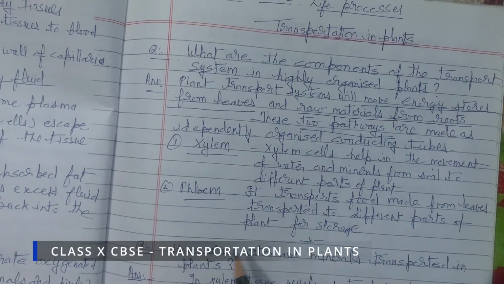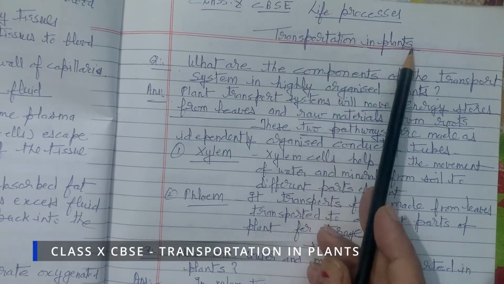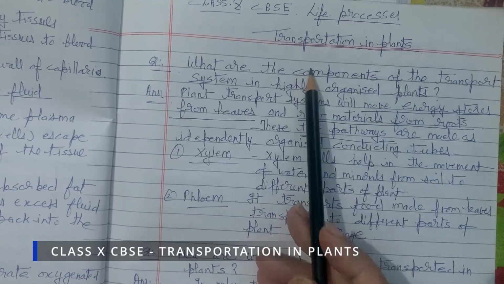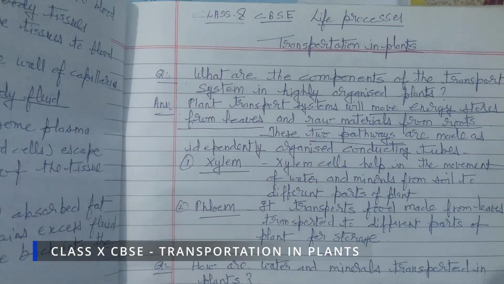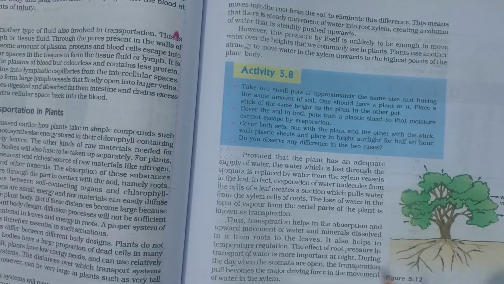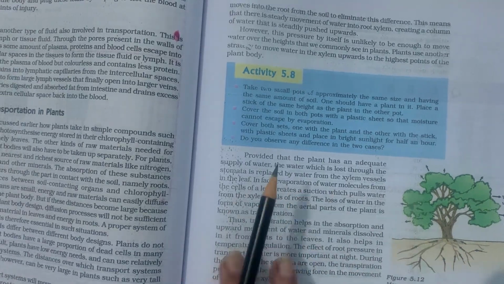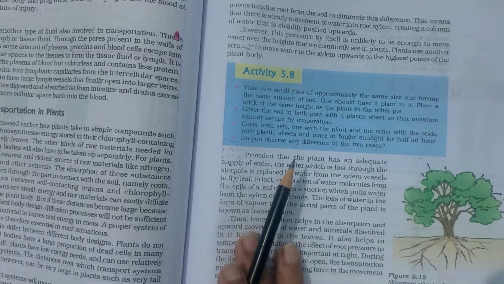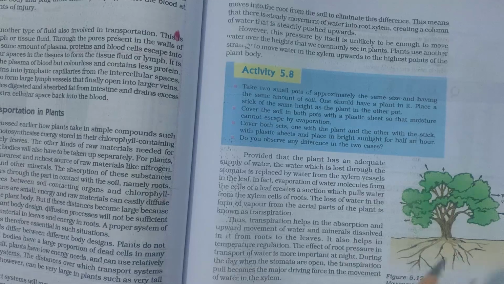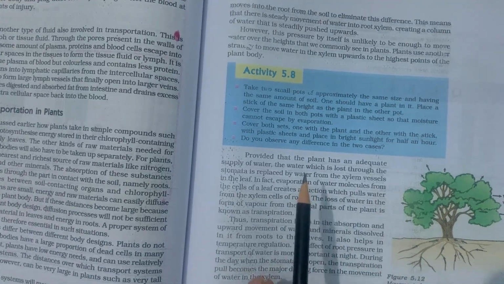Today I am going to discuss transportation in plants, life processes, class 10th for CBSE, continuing the topic life process. As you know already, in transportation in plants, plants absorb water and minerals through the roots. Water and minerals are not absorbed separately. They are absorbed dissolved in the water, and only then are they absorbed by the root hairs and go to each and every part of the plant, along with the water and minerals.